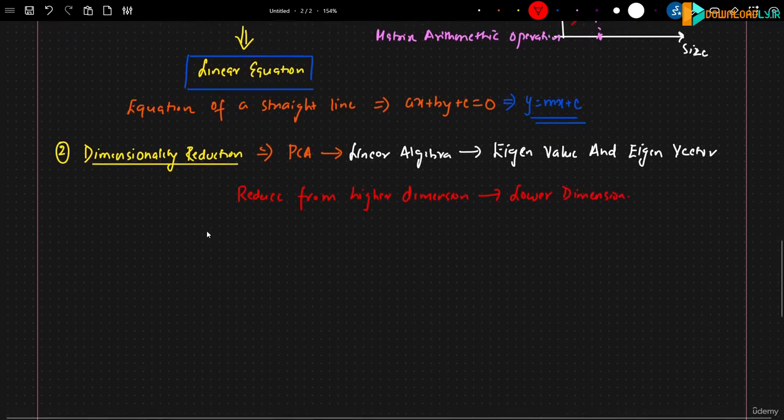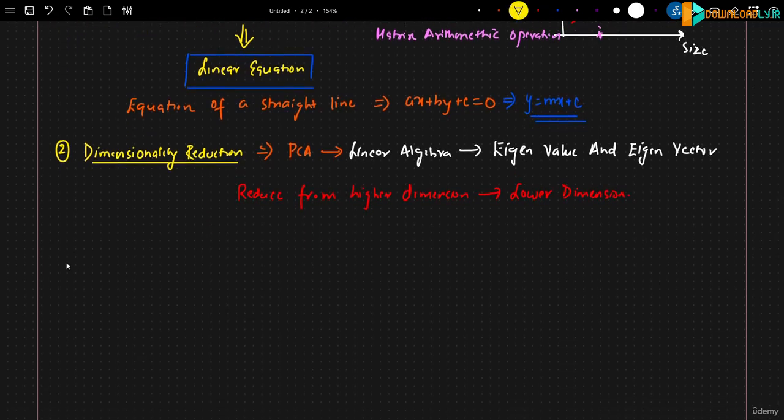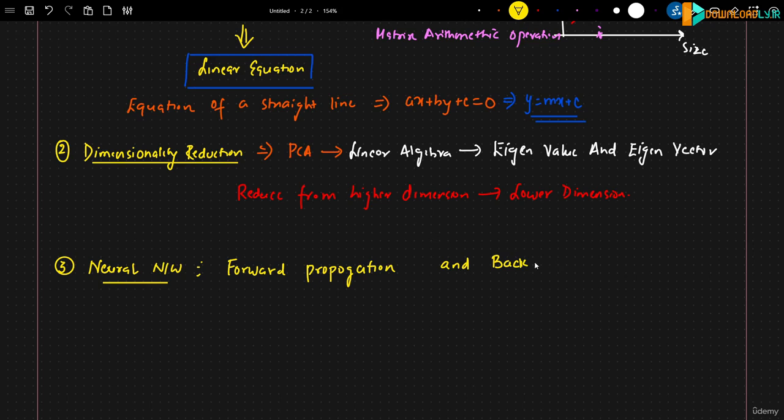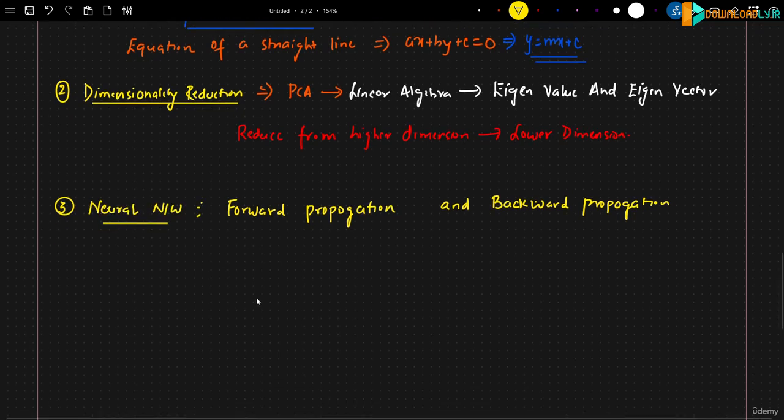Coming to the third one, specifically neural networks. In deep learning, there is a concept called neural networks. In neural networks, there is a concept called forward propagation and backward propagation. Just to give you an example, these topics may not be a prerequisite, but if you have some amount of idea, this will be really helpful for you to understand.